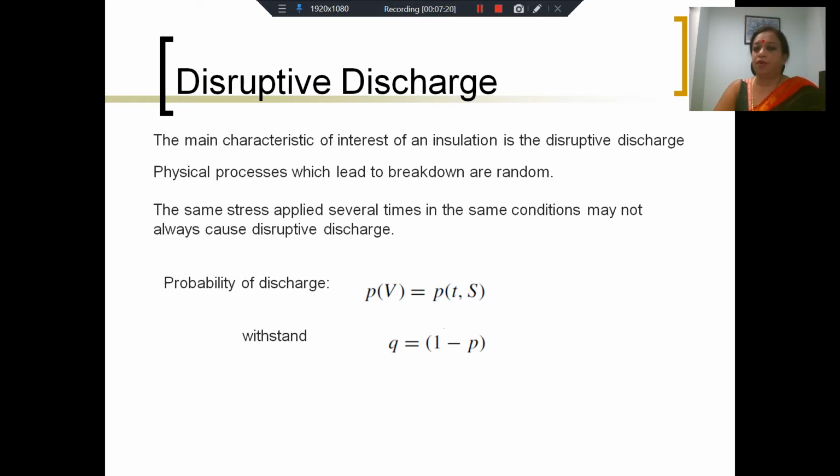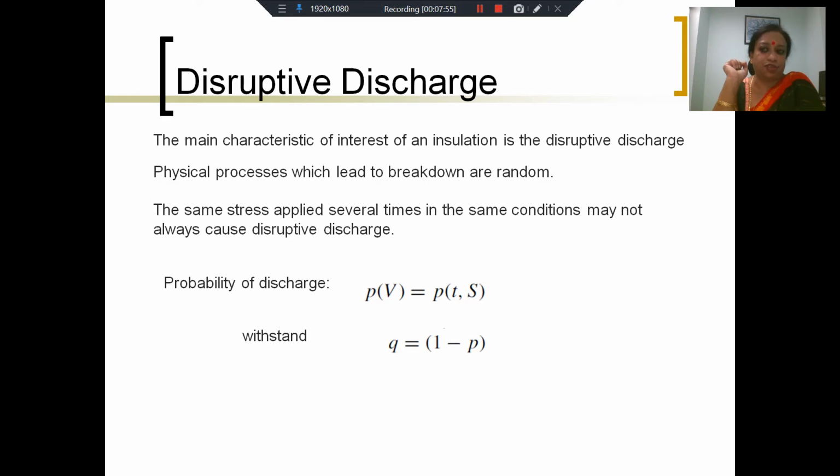And therefore, we have to accept that the physical processes which lead to breakdown, we understand somewhat, not fully, but most importantly, these are random processes. So breakdown is a stochastic process. It's not a deterministic process. You cannot predict at what time, at what level breakdown will happen. And therefore, we first will talk about a breakdown characteristic. We'll talk about probability.